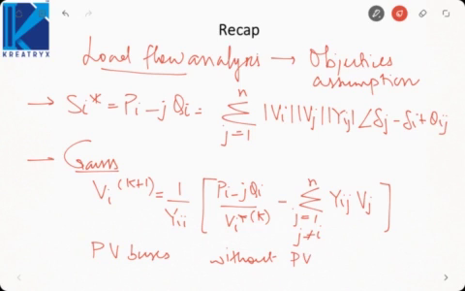We also saw the classification of buses, that is PV bus, PQ bus and the slack bus. And we saw that whenever a PV bus violates the reactive power limits, then we convert it to a PQ bus. In this lecture, we will focus our attention on the next method for the load flow analysis, the more popular one, that is your Newton-Raphson method.